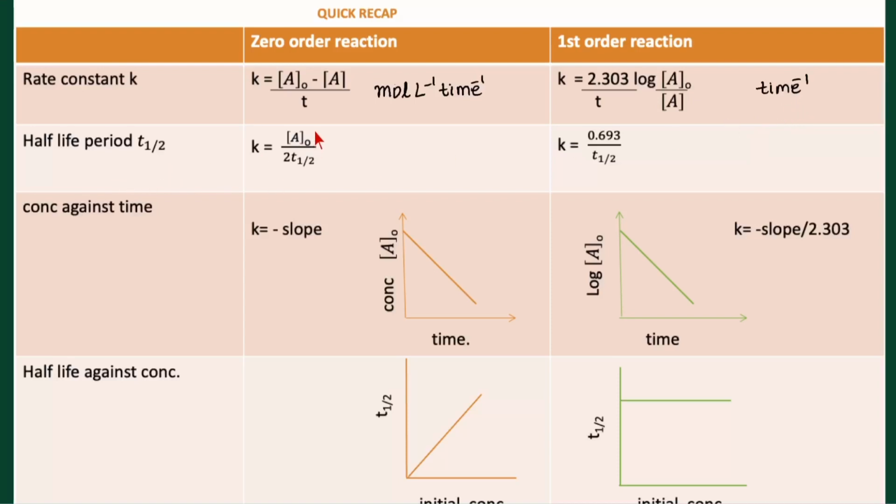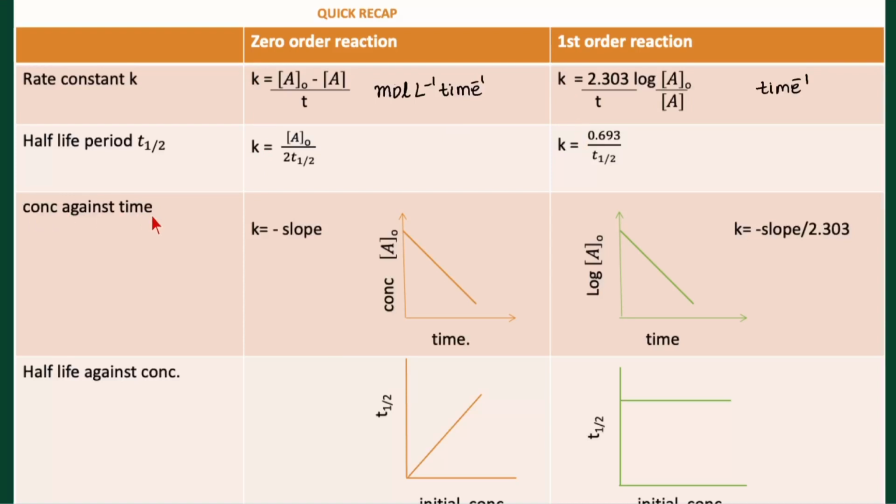Half-life period, for zero order, we've got the initial concentration divided by 2 times the rate constant. Whereas for a first order reaction, we have 0.693 upon T half, where T half stands for the half-life period. Now, if you notice over here, I have not given the formula in terms of T half. I've carried down the same K so that it's easier to recall.